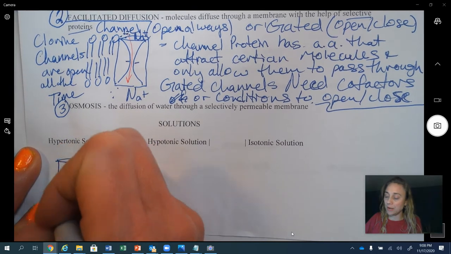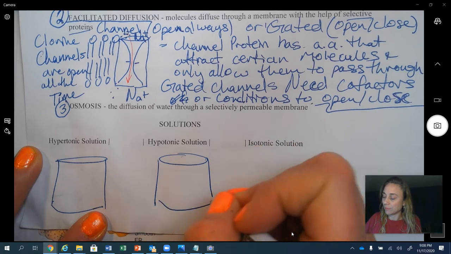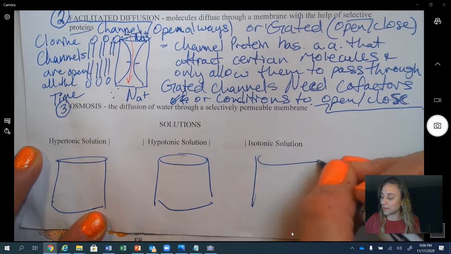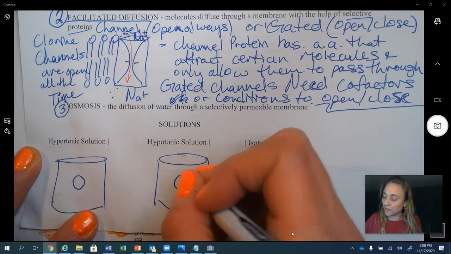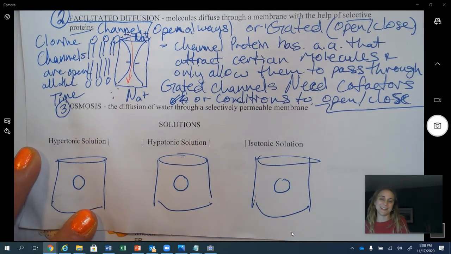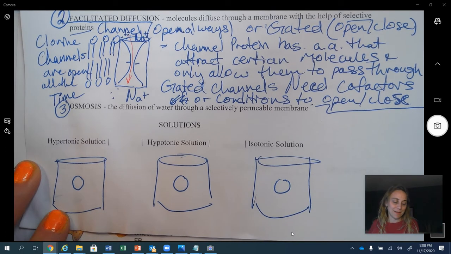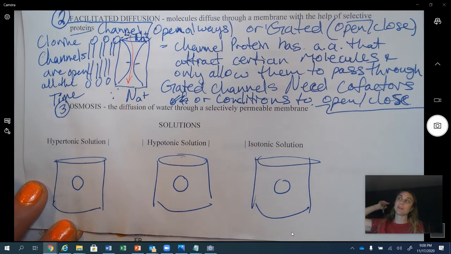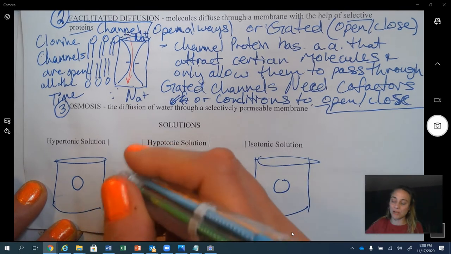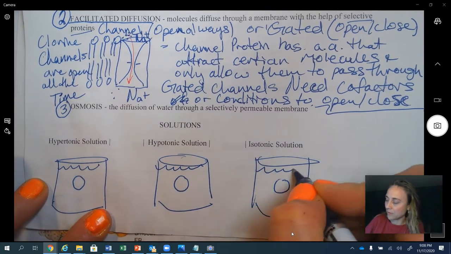I want you to draw three cylinders here with space in between. Mine are not consistent; they're supposed to be the exact same size. What's important is you're going to draw a little circle to represent a cell. Try to make the cell the same size. Oh gosh, not even close. That's okay. Hypertonic solution: hyper means above. So it means above the saltiness of the cell. The solution itself, well, we've got to put some solution here.